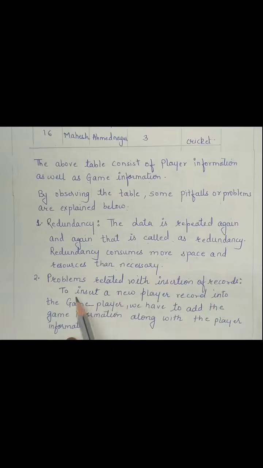To insert a new player record into the game player table, we have to add the game information along with the player information. Obviously, when we try to insert a record for a player, we also have to add the information for the game along with the player. Then what happens in such a situation?